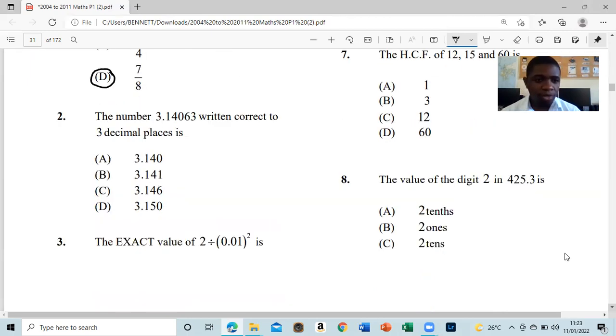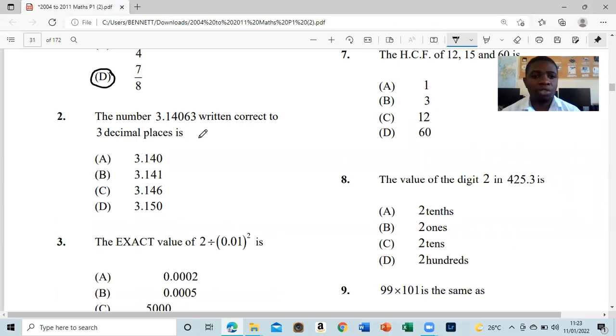All right, number 2 says the number 3.14063 written correct to 3 decimal places. Let me just write back the number. Now 3 decimal places mean that there are 3 numbers after the decimal point. So this is the decimal point. So 1, 2, 3. So we go to the 4th number. If it's 5 and over, we add 1 to this. So we can add 1 to this because 6 is greater than 5. So it will be 3.141. So that will give us B.